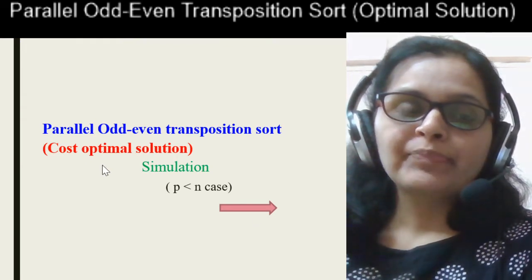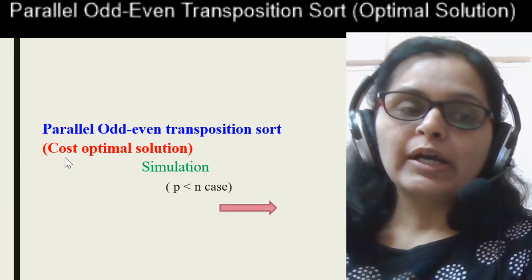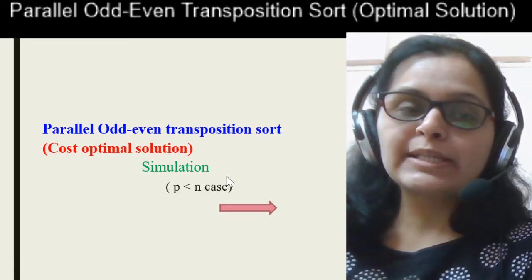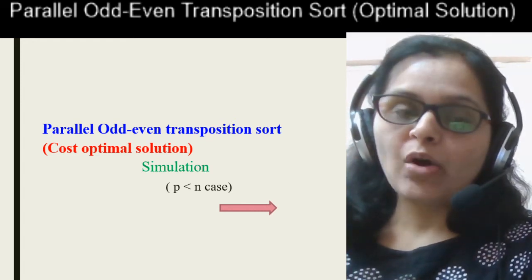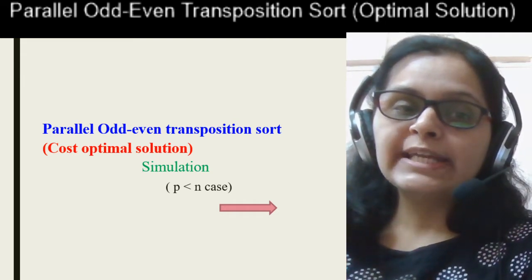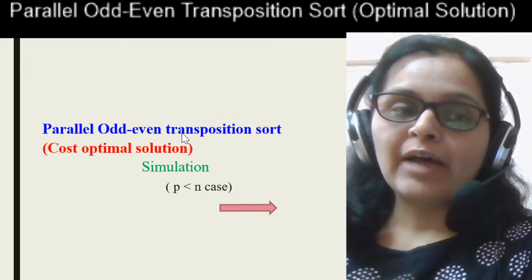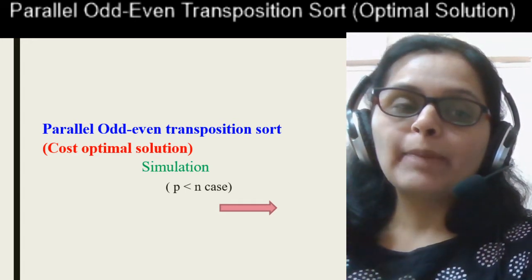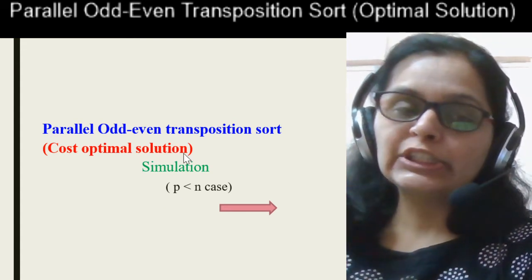So let us start. Parallel odd even transposition sort, its cost optimal solution. I am going to show you the simulation for this algorithm. The prerequisite of this video session is you should know the serial odd even transposition sort that I have covered in my first video. After that, you should know the parallel formulation of odd even transposition sort.